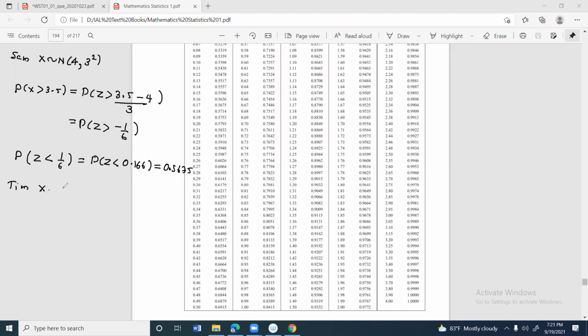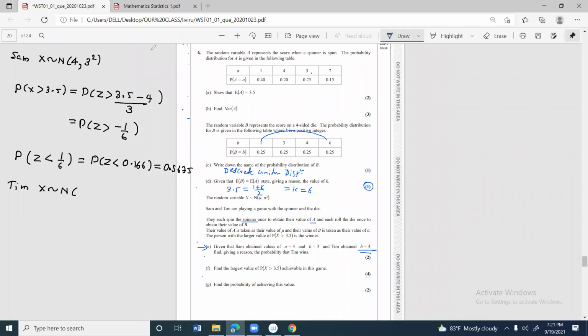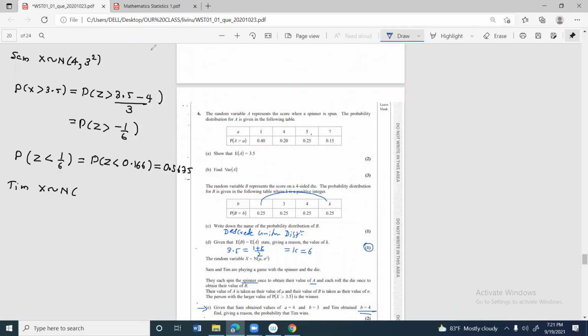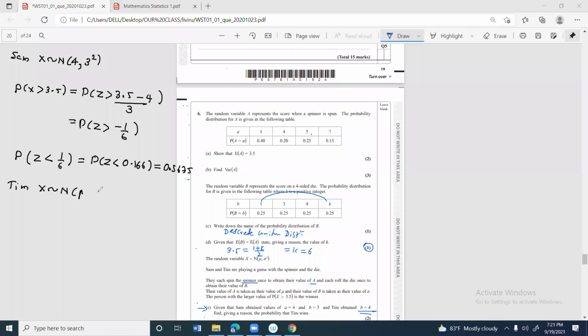Right. Now if you do it for Tim, the second person, X has a normal distribution with a mean value he doesn't know, the mean A, and you know the standard deviation is 4. Then if Tim wants to win, what is the condition? He should score more than 3.5. So if you work this out, the probability is Z greater than 3.5 minus A divided by 4.